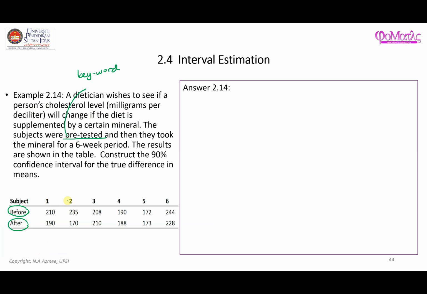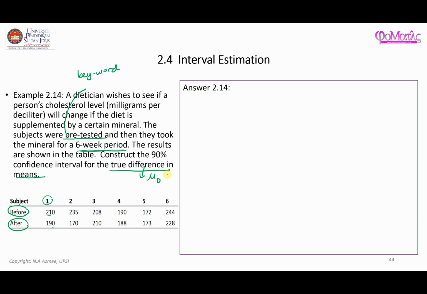And you can see that the same subject is being tested twice. Before being supplemented by the certain mineral, this is the result, and after the 6-week period, the result is given as this one. Now we are interested in finding the true difference in means, and because this is an example of dependent samples, the true difference in means will be represented as mu d.